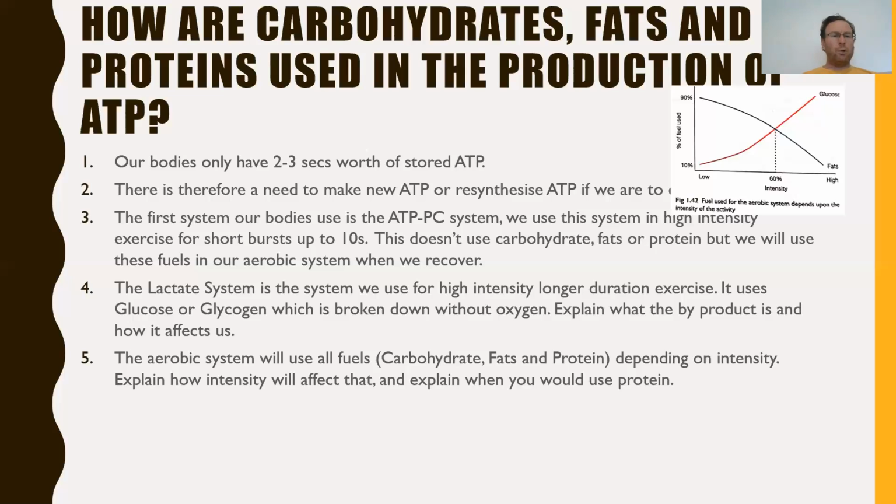So point number 4, the lactate system is the system we use for high intensity, longer duration exercise. It uses glucose or glycogen, which is broken down without oxygen. So your task is to explain what the byproduct is and how it affects us. You might also mention that the byproduct is there, and we often just deal with it. It's only when it starts to accumulate that lactic acid becomes a problem in our body.